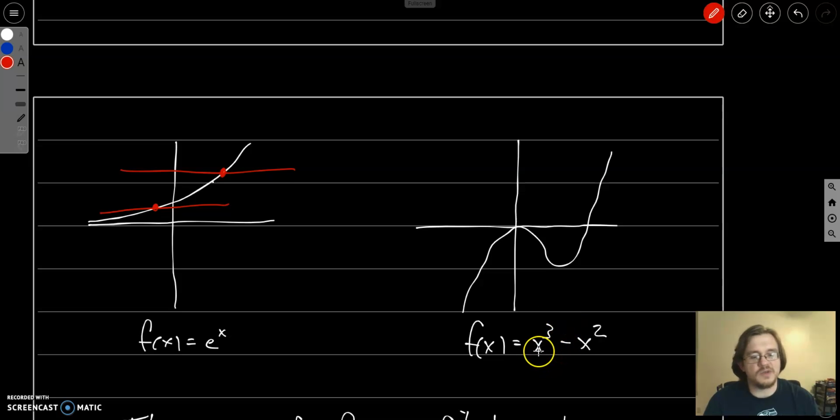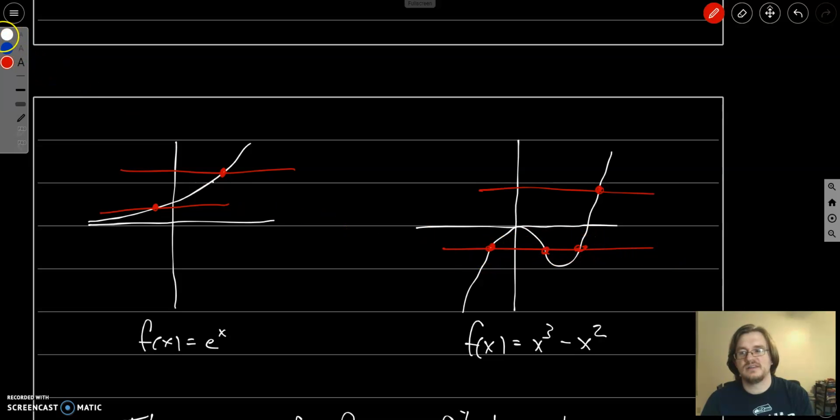Whereas over here, if we look at x cubed minus x squared, up here, this only intersects the graph at one point, but I can find another horizontal line that intersects it at 3 places. So if you can ever draw a horizontal line that intersects it at more than one place, there is no inverse. Whereas over here, we only ever get one intersection, so this function has an inverse.